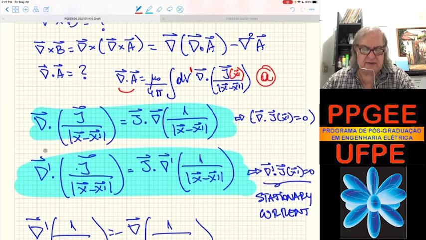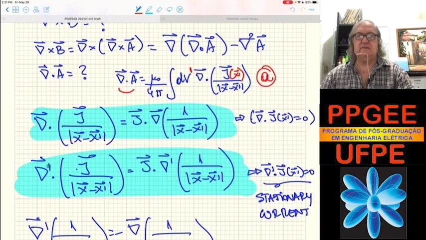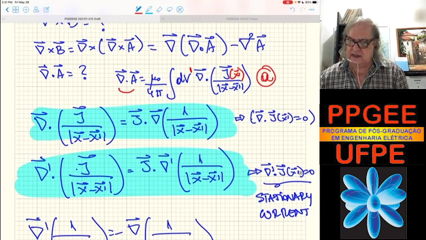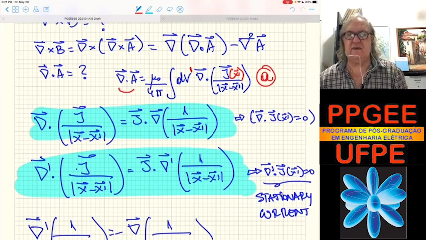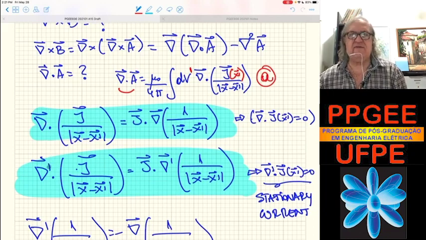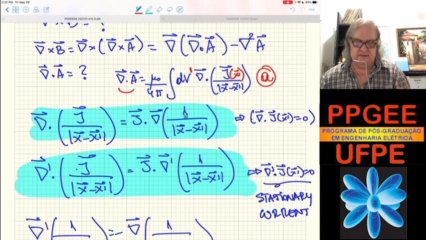If I change nabla to nabla prime, I would have an additional term that would be the divergence prime of J. But this one is 0 because we have stationary currents. For stationary currents, the divergence of the vector is 0. So in other words, if I use the prime variable, I have this result here. And then we know that the only difference between nabla and nabla prime is a sign. Okay?